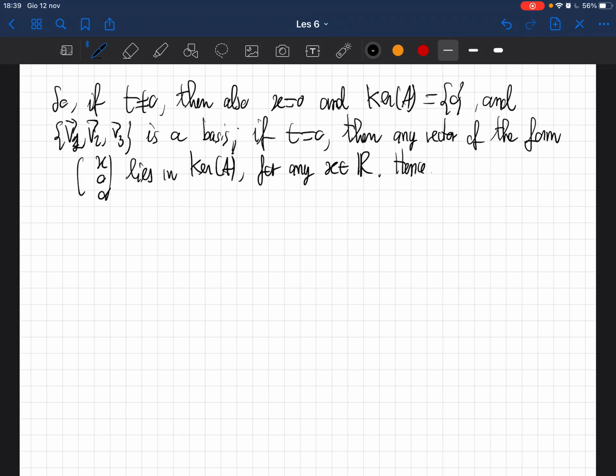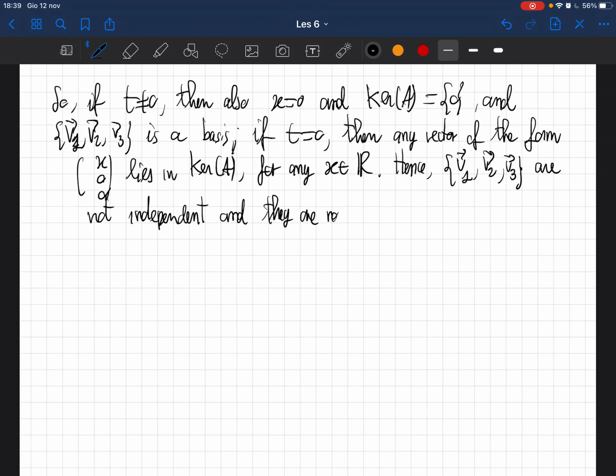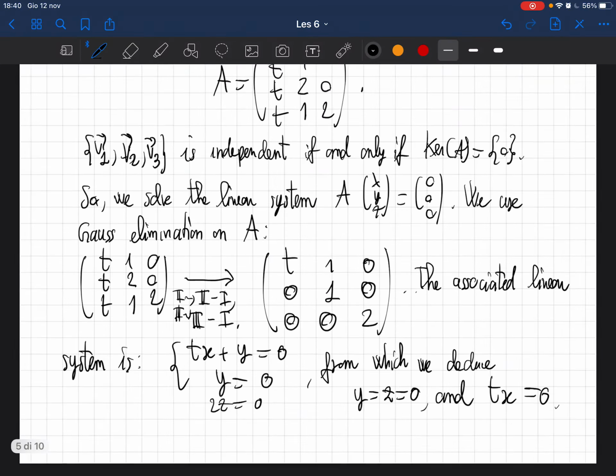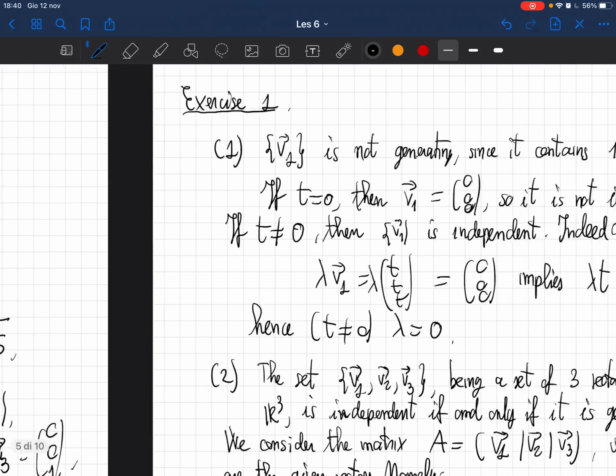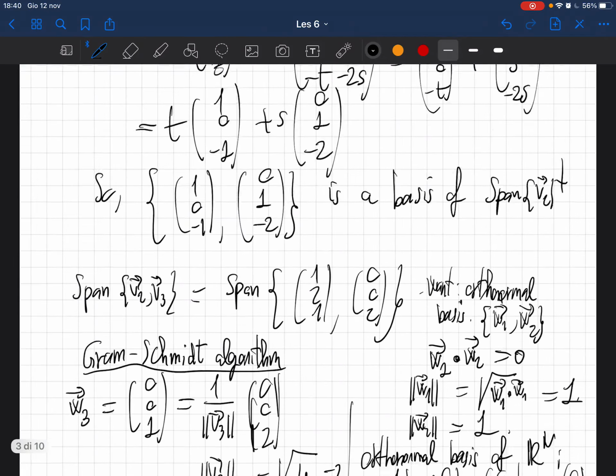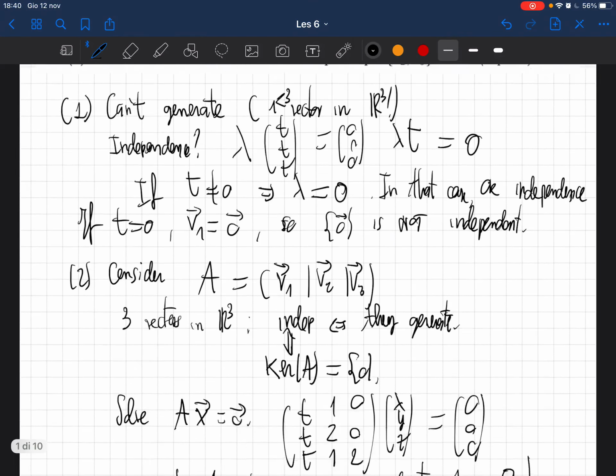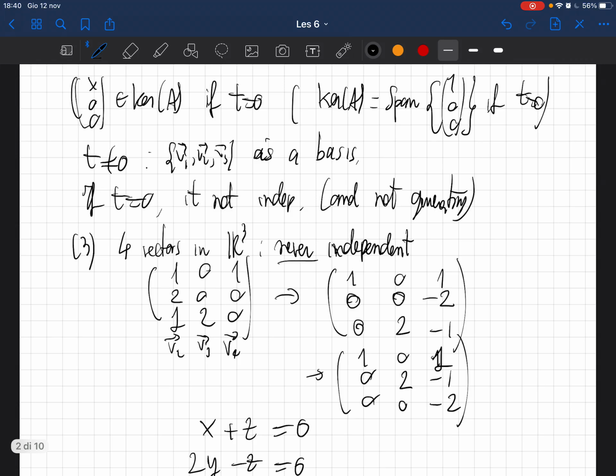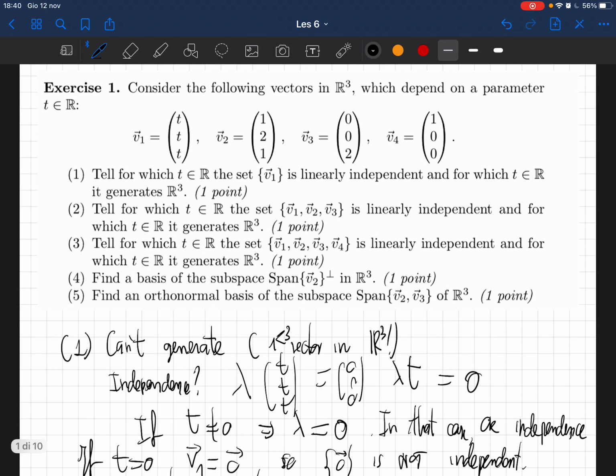Hence they're not independent and they're not generating. Okay, it was a little bit longer, but that's okay. Fine. We go on. It's correct. Yes. Okay, the third.